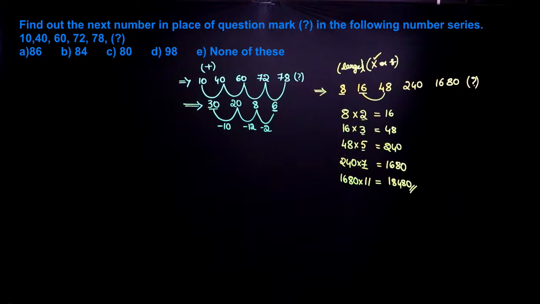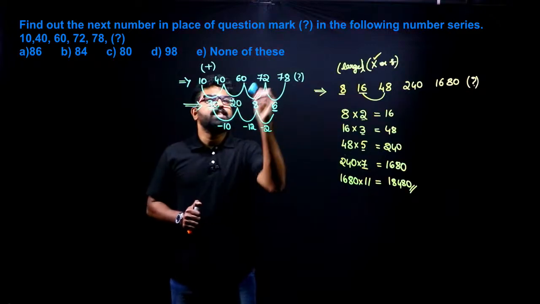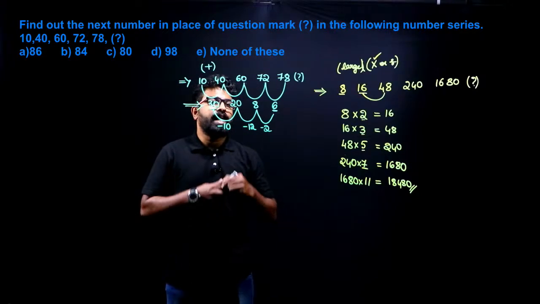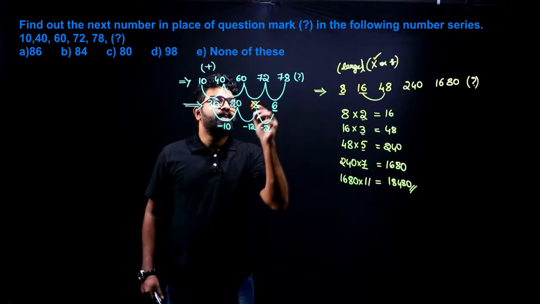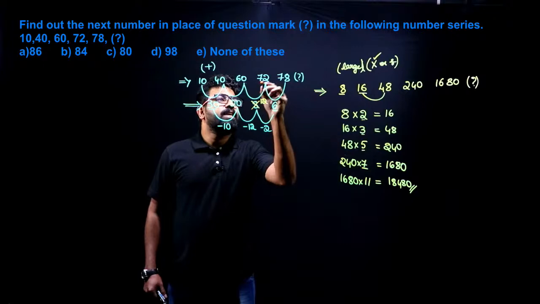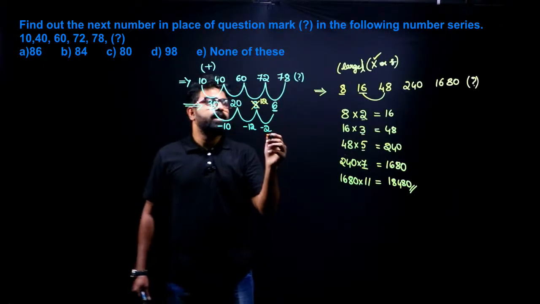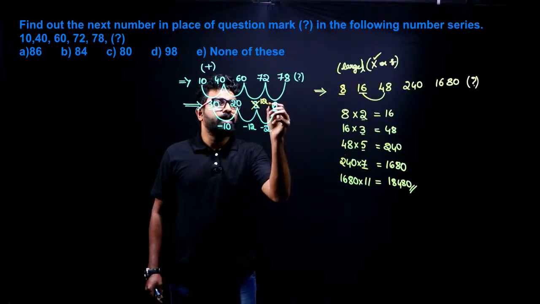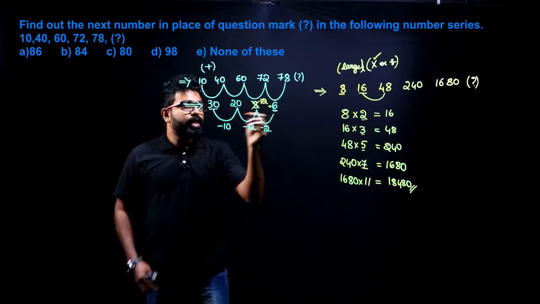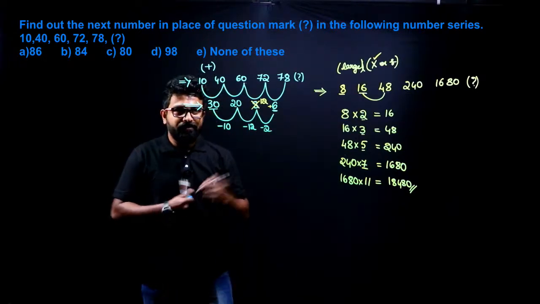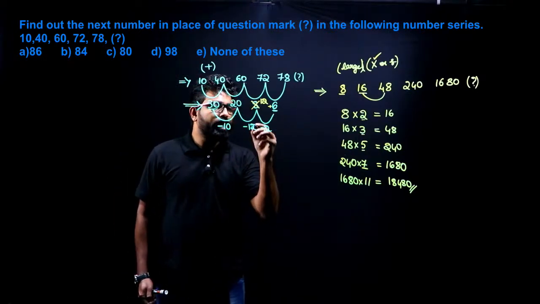Yes, people, I made a mistake here. What is the mistake? The difference here between 60 and 72 is 12. I've written it as 8. I'm sorry. My difference here is 12. And 72 to 78, I'm getting the difference as 6. Here it is an increment, and here it is also an increment. It is plus 6. So now the difference becomes 12 to 20. What's my difference here? My difference would be 8.